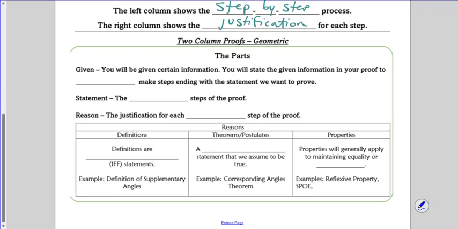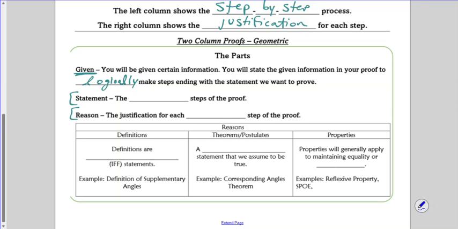So the parts are the given statement. We also want to make our way to the provable statement, but we're going to do that using these statements and reasons. Those are really the three main parts that I'm talking about. Just whatever information is given to us, you're going to have to state that information in your proof to logically make steps ending with the statement we want to prove.